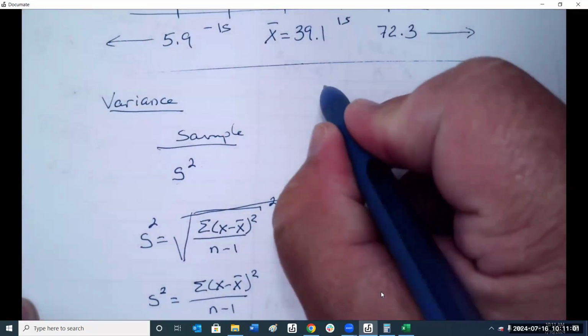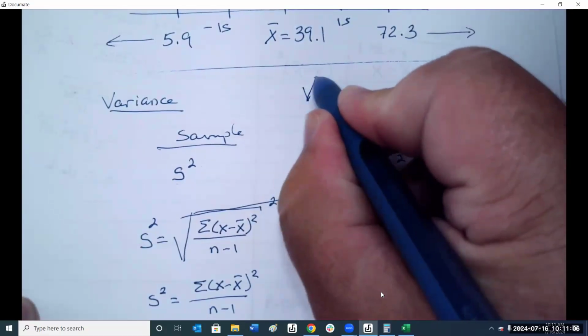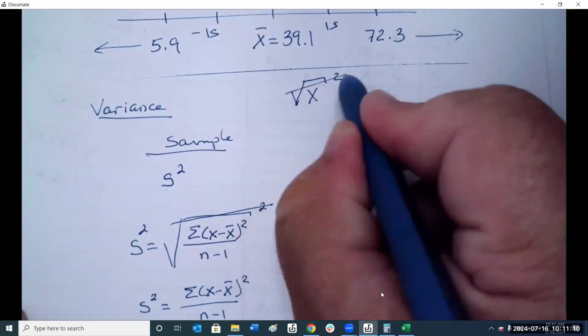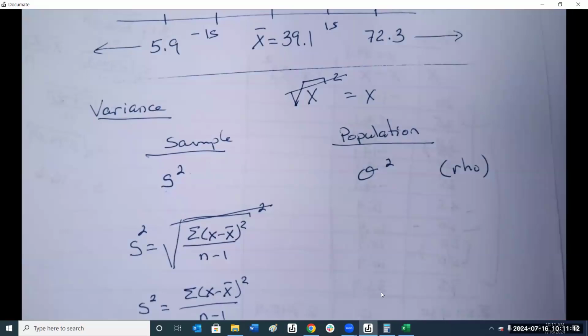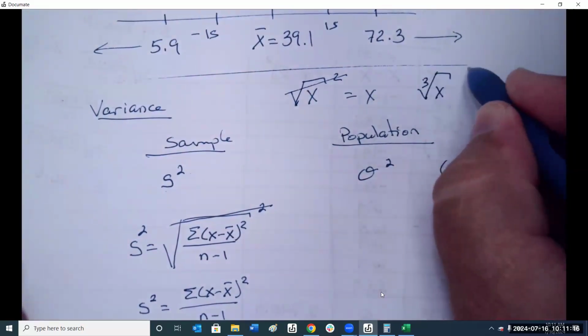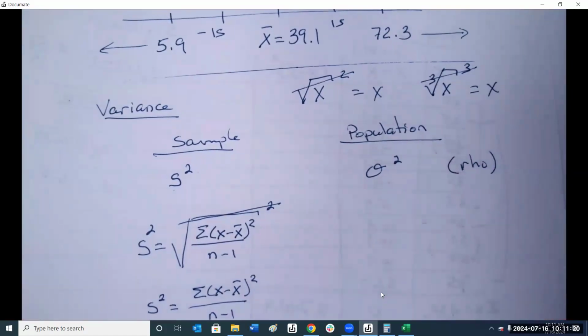In algebra, the square root, if you square it, these cancel. If you have a cube root and you cube it, these cancel. So when we square it, we get rid of the radical.